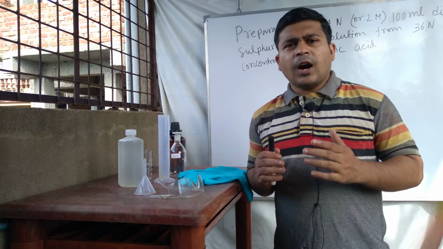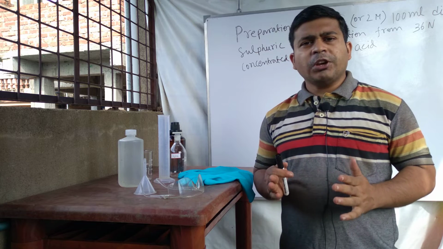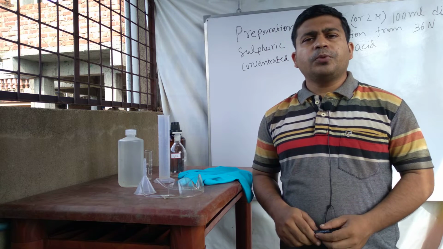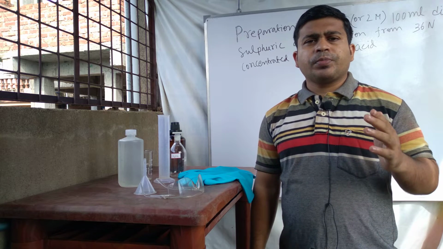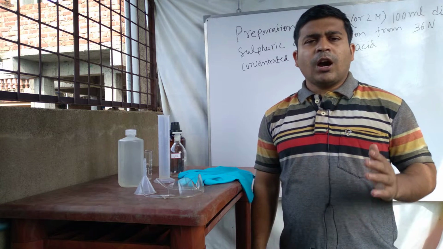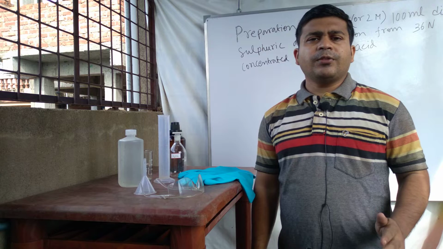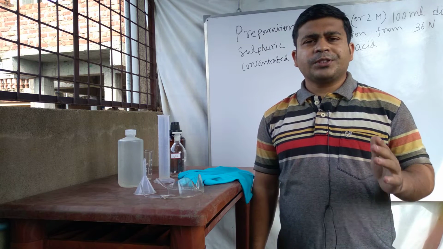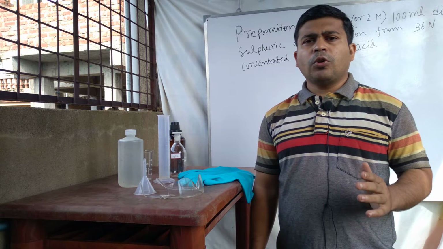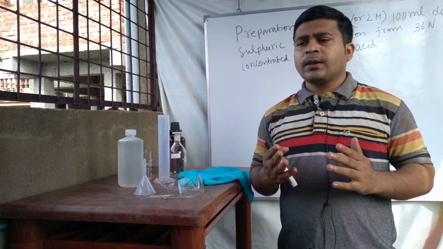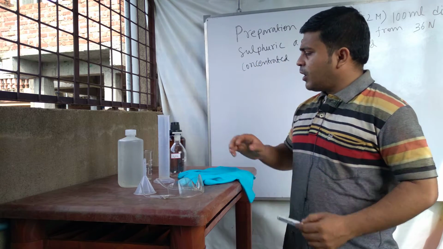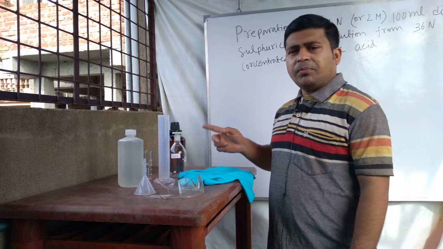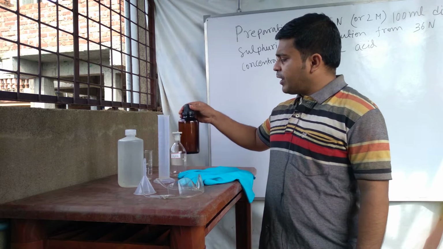Right now I will show you how to make a dilute sulfuric acid solution of 4 normal, or 2 molar, 100 ml sulfuric acid solution. We prepare this solution. Right now you can see here that I am taking the concentrated sulfuric acid in this bottle.